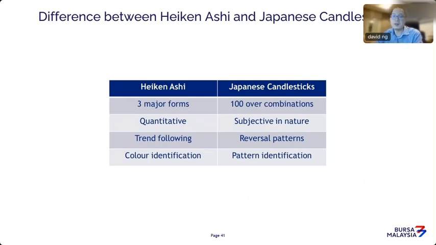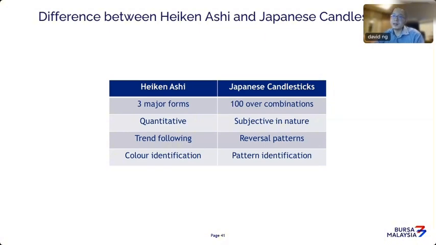So I think the difference between Heiken Ashi and Japanese candlesticks is really down to how easy it is to identify the trend. With Heiken Ashi, there are only three simple forms. With Japanese candlesticks, there are a lot of configurations. If you read Steve Nielsen's book, there are over 100 configurations, and in a way it's very subjective in nature. Obviously, there is software out there that is able to identify patterns, but ultimately, because of the nature of the patterns themselves, Japanese candlesticks still require a little bit of subjective interpretation.